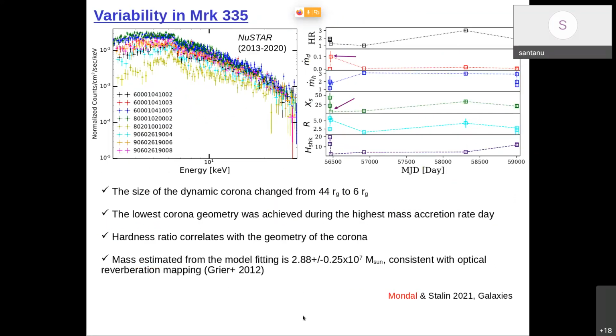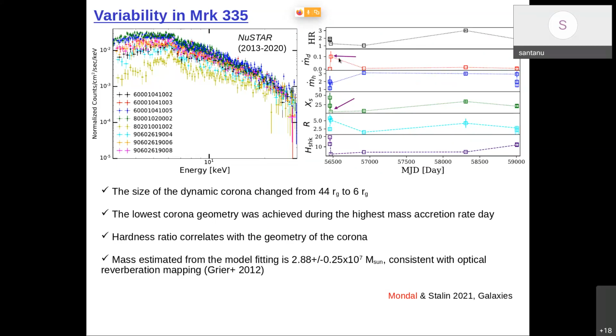We applied the solution to AGN also recently. So we have analyzed Mrk 335. This is a Seyfert-1 galaxy, and we have only a few observations, and we saw that during this observation period from 2013 to 2020, the corona size changed from 44 Schwarzschild radii to 6 Schwarzschild radii, and as 6 is quite a very small value, so we can say that the corona was very compact during this period. And also the lowest corona size was achieved when the accretion rate was the highest.